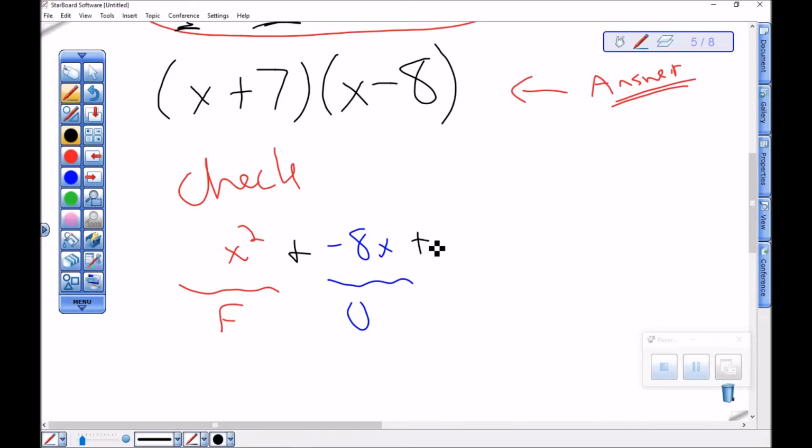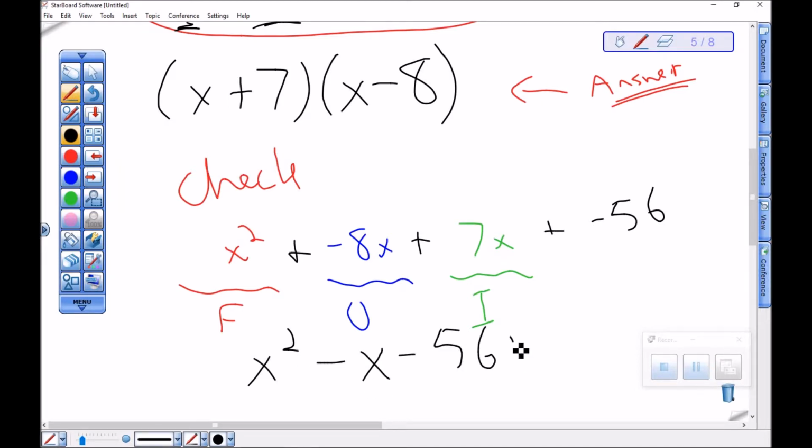And then my inside is 7 times x, which is 7x. And then my last is 7 times minus 8, which is negative 56. That's x squared, minus 8 plus 7 is minus x, minus 56. I got back where I started, so I'm quite certain that x plus 7 times x minus 8 is the answer.